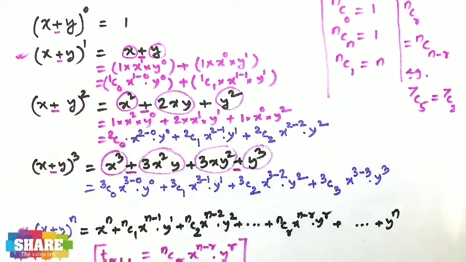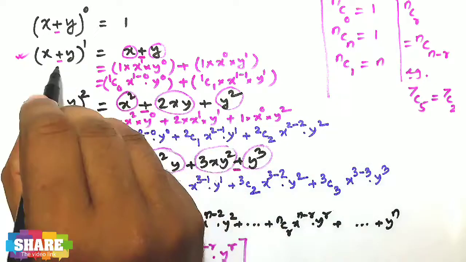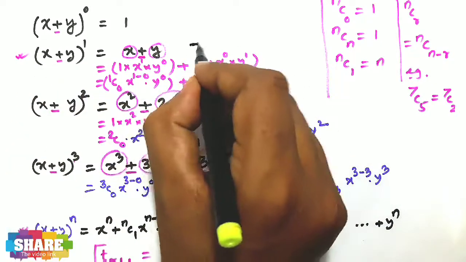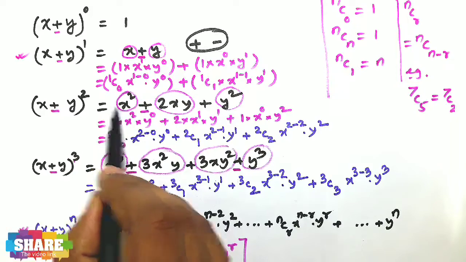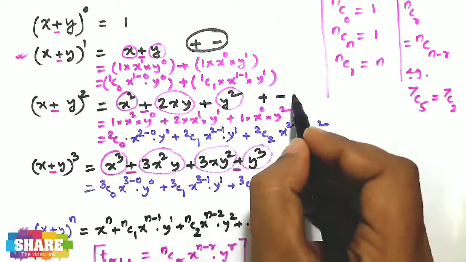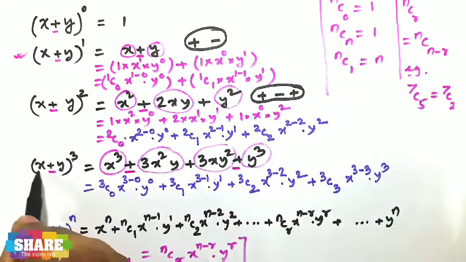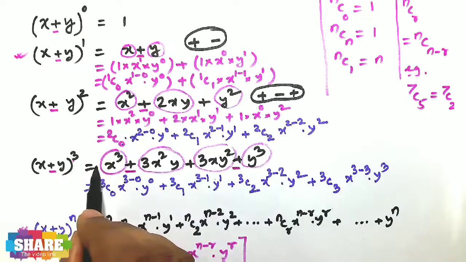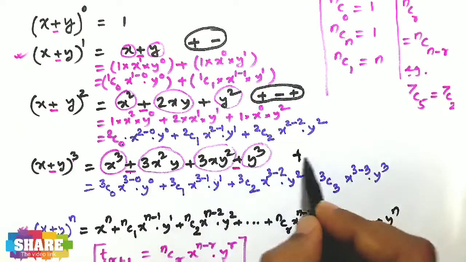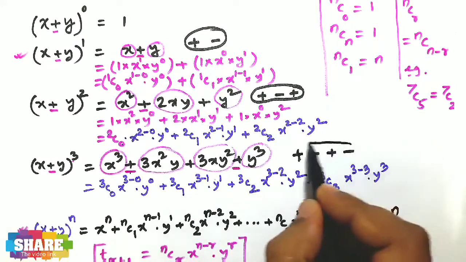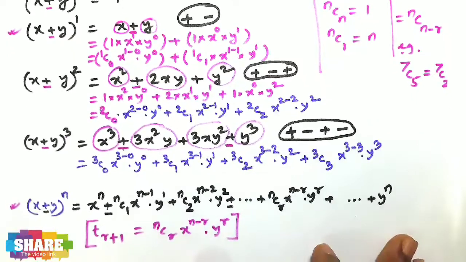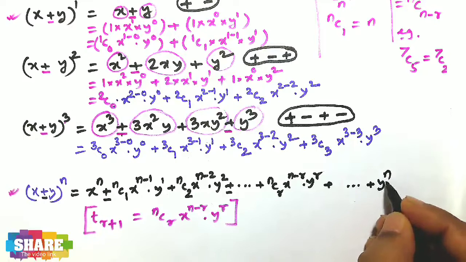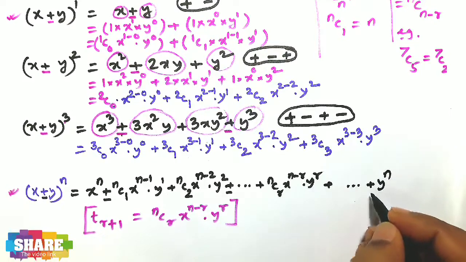One thing is to be observed carefully. The signs are alternately changing. If it is x minus y, then the sign is plus, next is minus. In (x minus y) whole square, the signs are respectively plus, minus, plus. In (x minus y) whole cube, plus, minus, plus, minus, alternately changing. So in (x minus y) whole to the power n, here also you will find the signs alternately changed. But my question, what will be the sign of the last term?